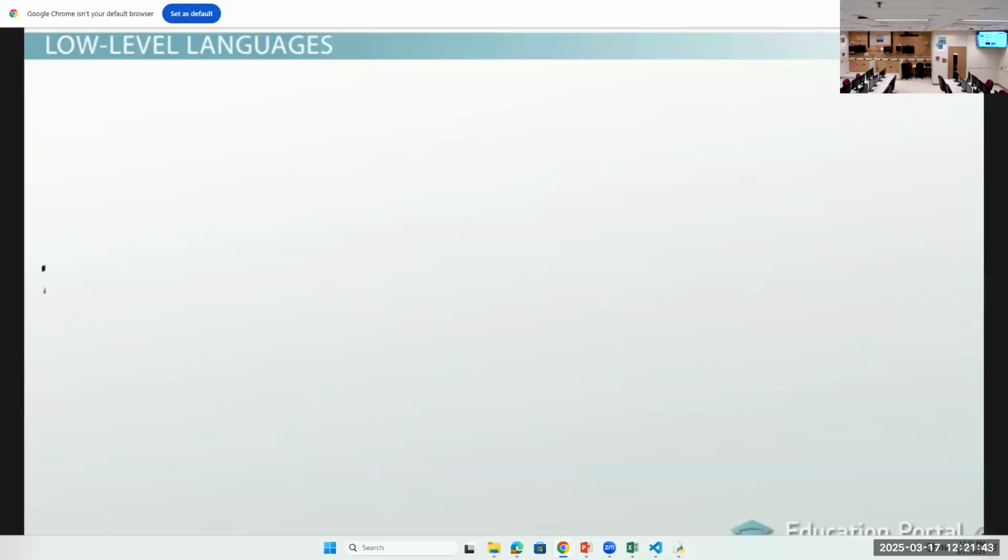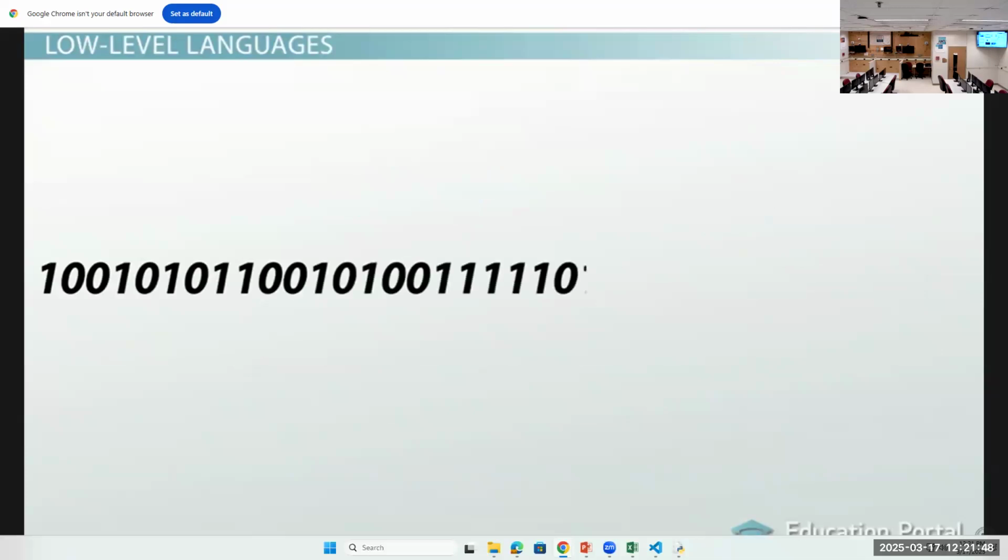All instructions use binary notation and are written as a string of ones and zeros. A program instruction in machine language may look something like this.